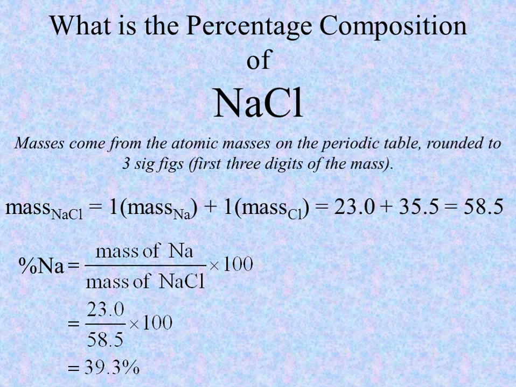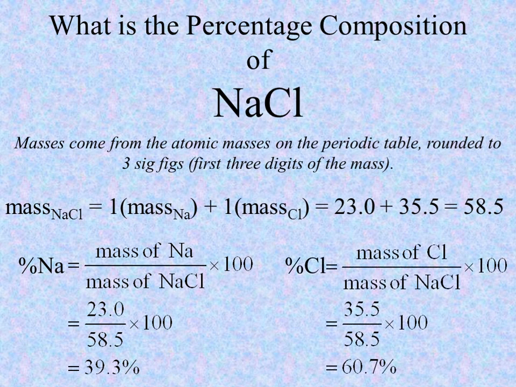Now you can, knowing what you know about percentages, get a pretty good idea of what the percent chlorine should be by simply subtracting the 39.3 from 100. But you can also solve the same way that we did for the sodium. Take the mass of the chlorine, 35.5, divided by the mass of the sodium chloride, 58.5, and you would come up with 60.7%.